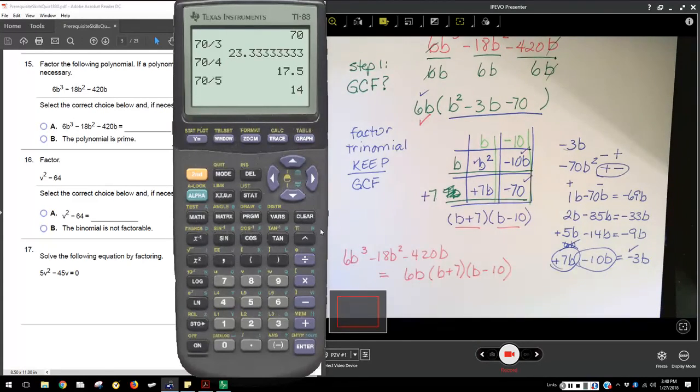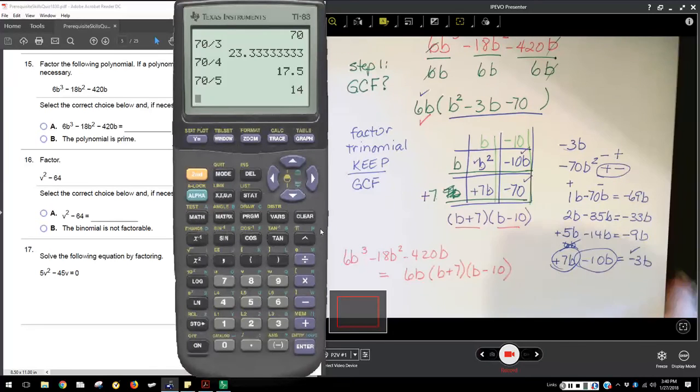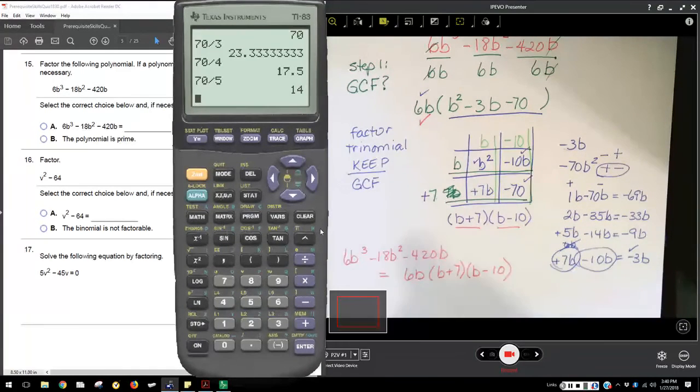And just as a point of clarification, I want to explain to you why it didn't matter where I put those two.